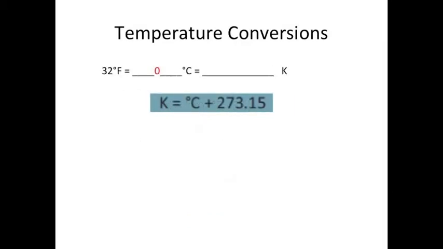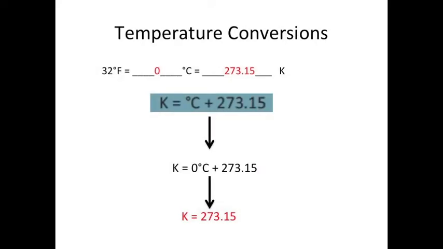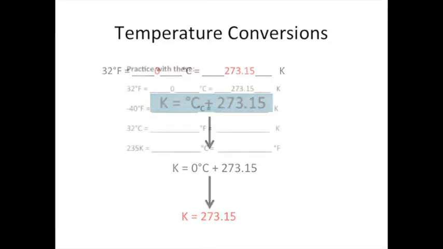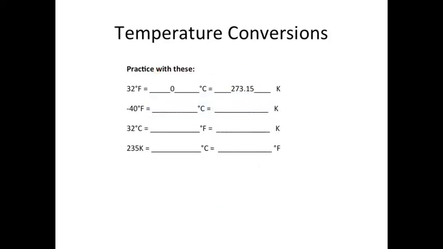Now, since we have Celsius, we can convert to Kelvin. The Kelvin equation is listed on this slide. Taking the Kelvin equation, you'll want to plug in 0 for Celsius. So you get Kelvin equals 0 degrees Celsius plus 273.15, which means Kelvin equals 273.15. We have finished the first problem. Now let's move on to the second problem.